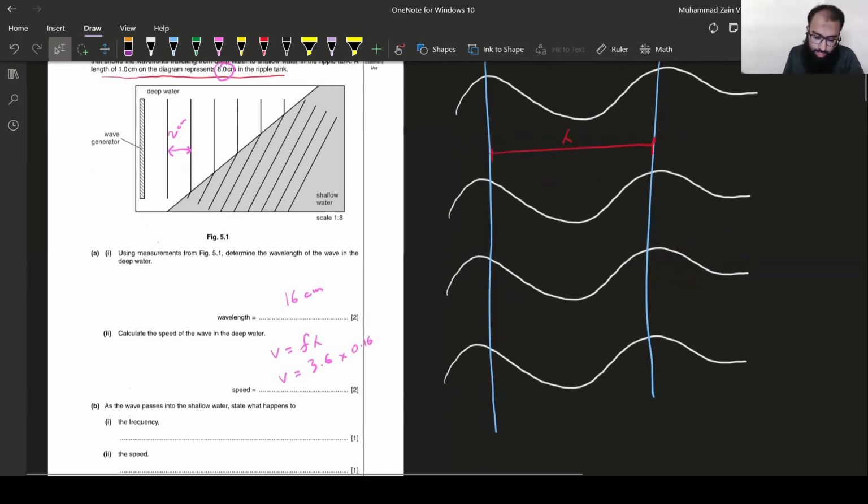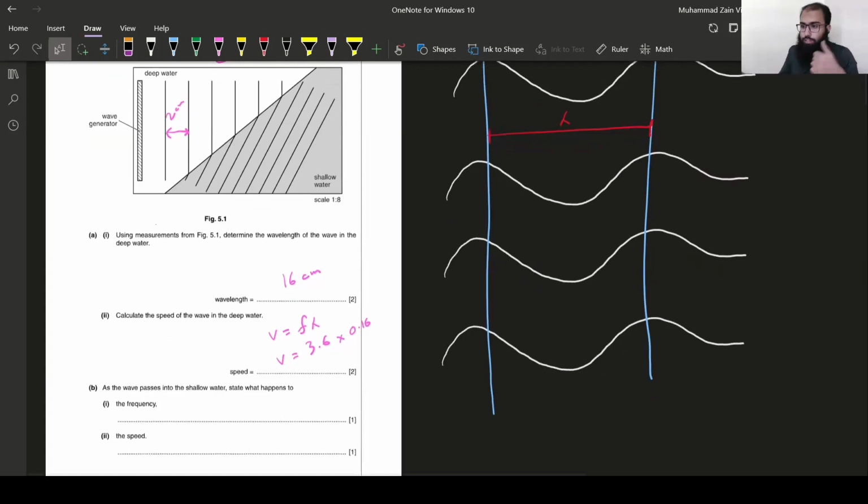So the idea is that when a wave travels from deep water to shallow water, the frequency of a wave cannot change, because the frequency of a wave always depends on the source. Once the source has oscillated and generated the wave, the frequency can no longer be changed. So the frequency of a wave, once it has been produced, remains the same, and it cannot be altered in any way.